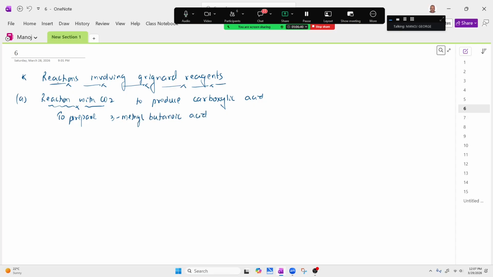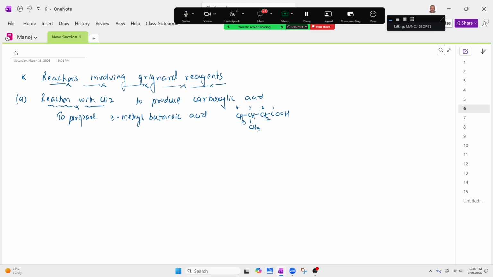Now, what is 3-methyl butanoic acid? Butanoic means 4 carbon, correct? So this is basically 4 carbon. I'm just opening it up this way so that it's easy for you to follow. So that's my carbon number 1, and then I have a CH3 here. So this is carbon number 1, carbon number 2, carbon number 3, and carbon number 4. So this is CH3, CH, CH2.